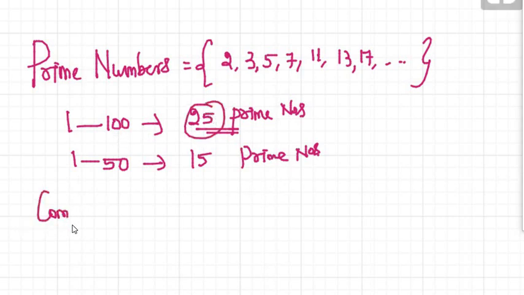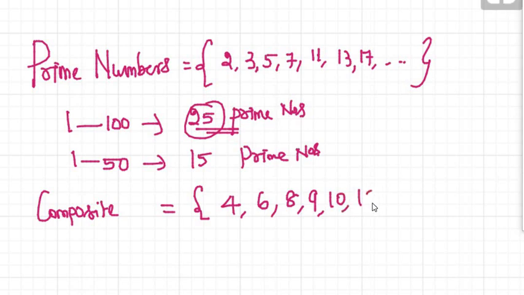Next is composite numbers. What are composite numbers? Composite numbers are 4, 6, 8, 9, 10, 12 and so on. The smallest prime number is 2. The smallest composite number is 4. There is only one even prime number; all other prime numbers are odd. Among composite numbers we have both odd and even numbers. Prime numbers are infinite and composite numbers are also infinite.